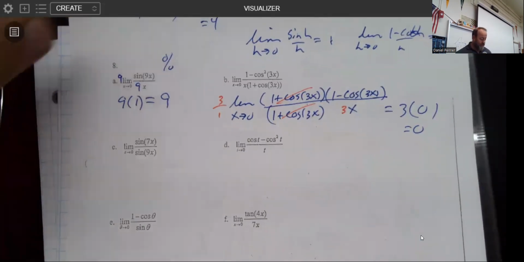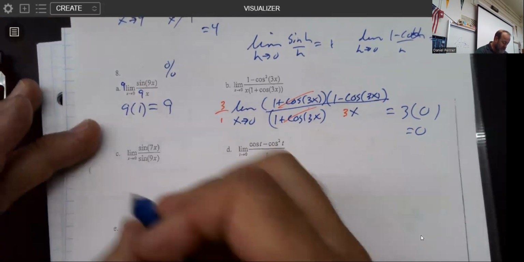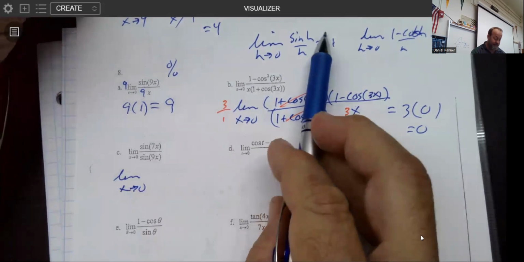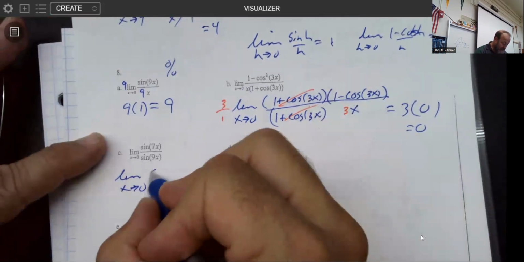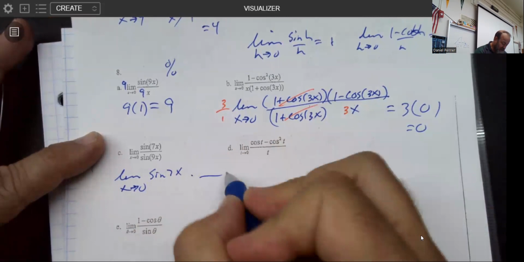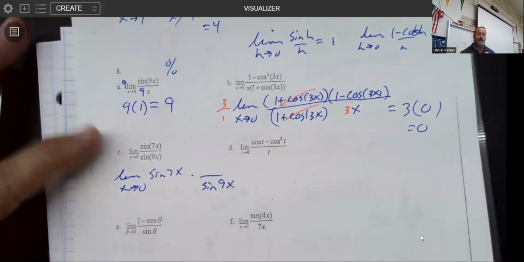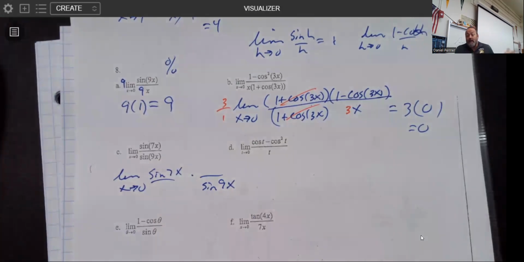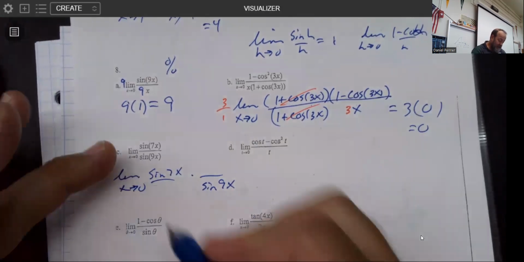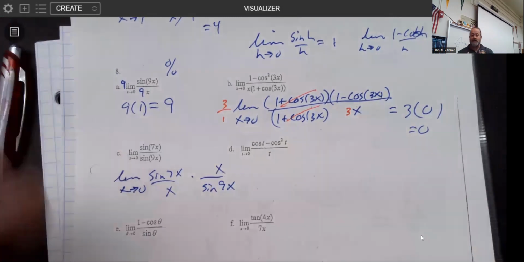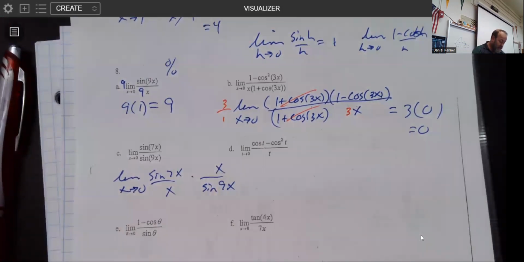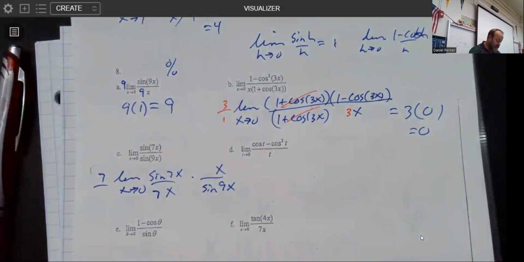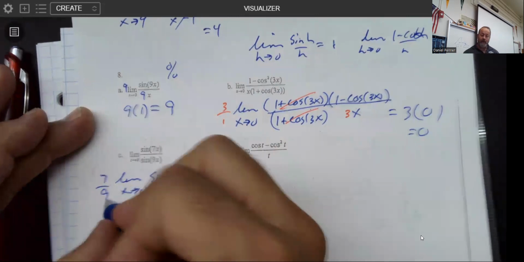Now, finishing up the last few, I've got the sine of 7x. So remember, we really want to make it look like this first form right here. So I'm going to write the 7x here, and I'm going to write the 9x here, and I want those things to match. Now, unfortunately, in this case, I don't have any x's, but the cool thing is I can put them in. I can put an x in the bottom and an x in the top, and I haven't changed the problem. I can put a 7 in the bottom and a 7 on top. No problem. A 9 on the top and a 9 on the bottom.